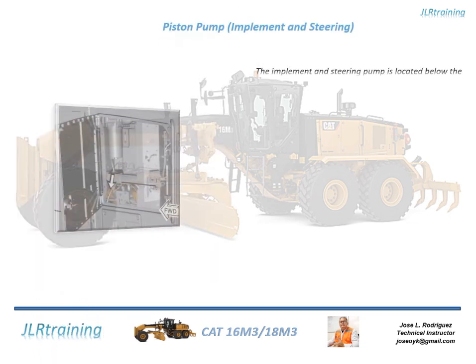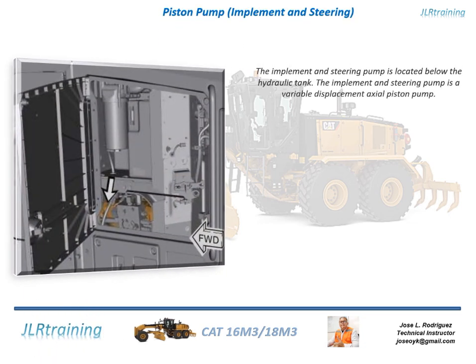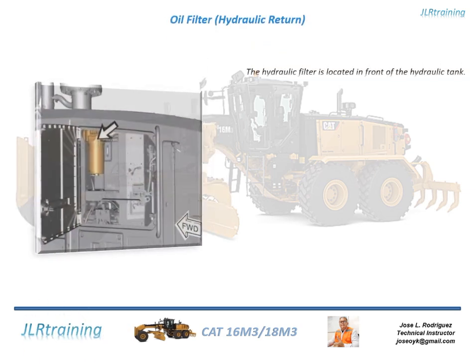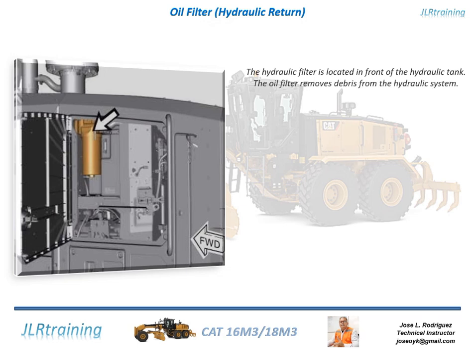Piston pump, implement and steering. The implement and steering pump is located below the hydraulic tank. The implement and steering pump is a variable displacement axial piston pump. Oil filter, hydraulic return. The hydraulic filter is located in front of the hydraulic tank. The oil filter removes debris from the hydraulic system.